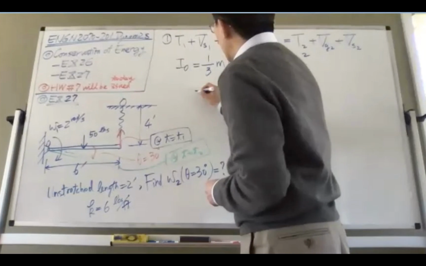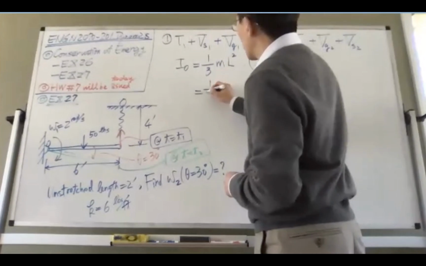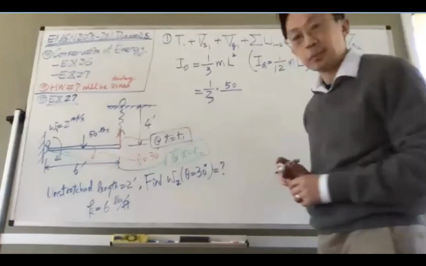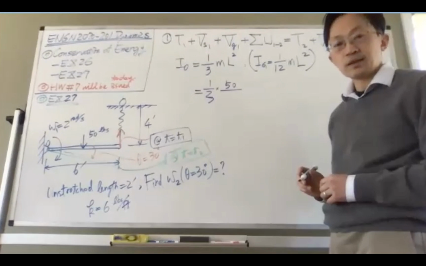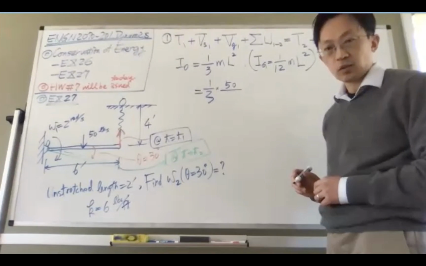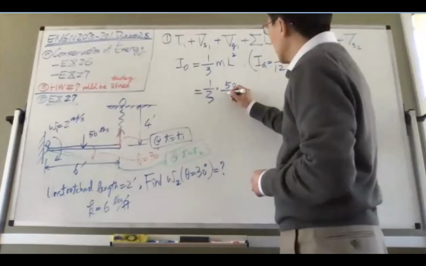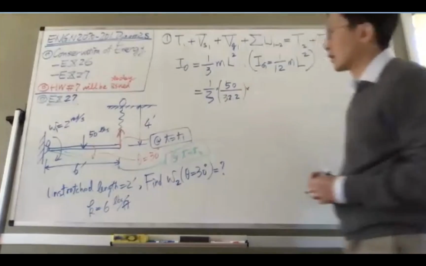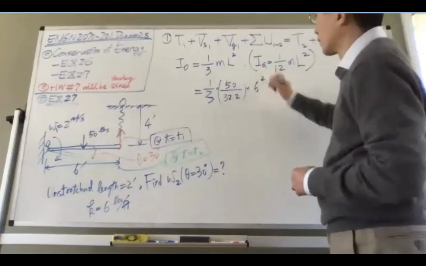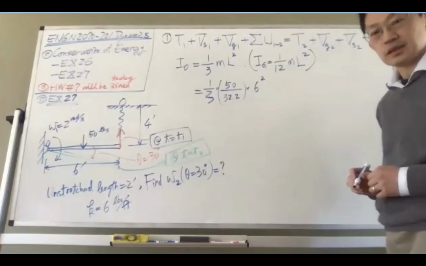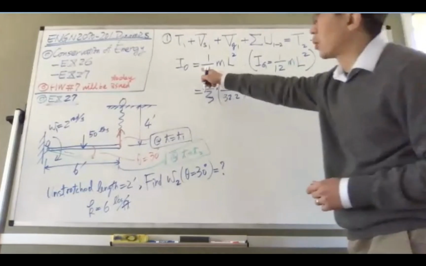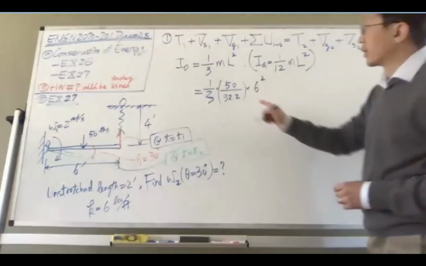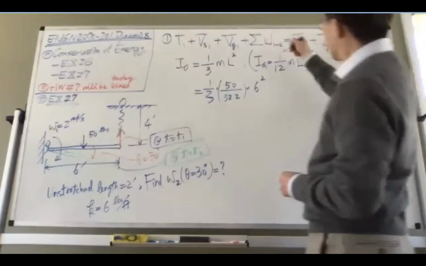So for this value, I naught becomes 1/3 of mass, which is 50. Remember, 50 pounds is a weight quantity, right? So you have to divide weight by 32.2, times the length, which will be 6 squared. Correct? So this is the mass moment of inertia at the center of rotation. We will use this to take care of T1 and also T2.